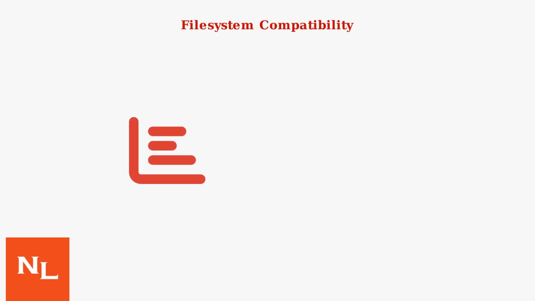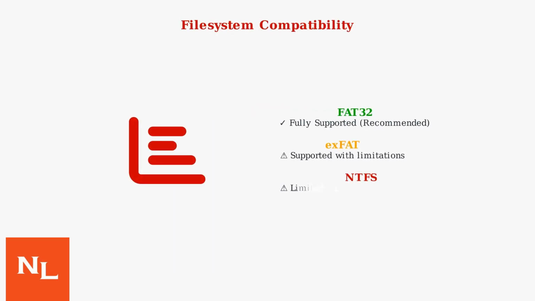Tesla supports three main file system types with varying levels of compatibility. FAT32 is the recommended format with full support. exFAT is supported but has some limitations on older vehicle software. NTFS has limited support and is mostly read-only in most cases.